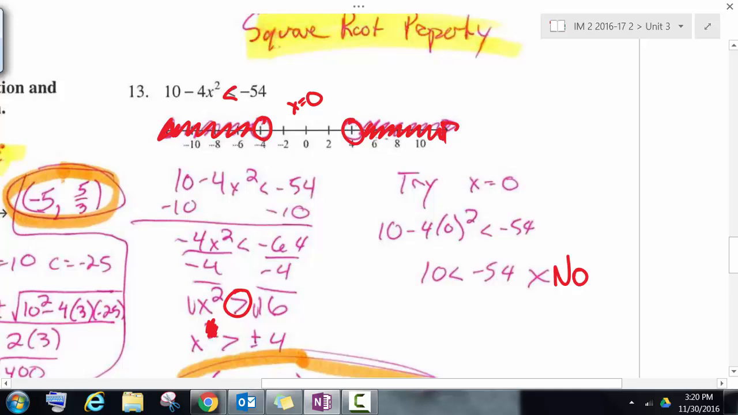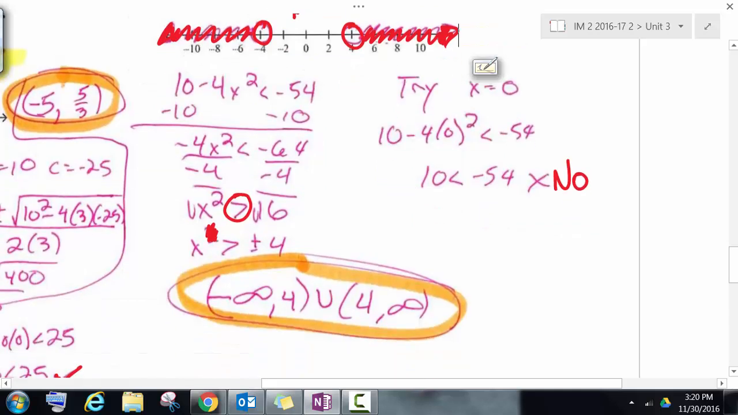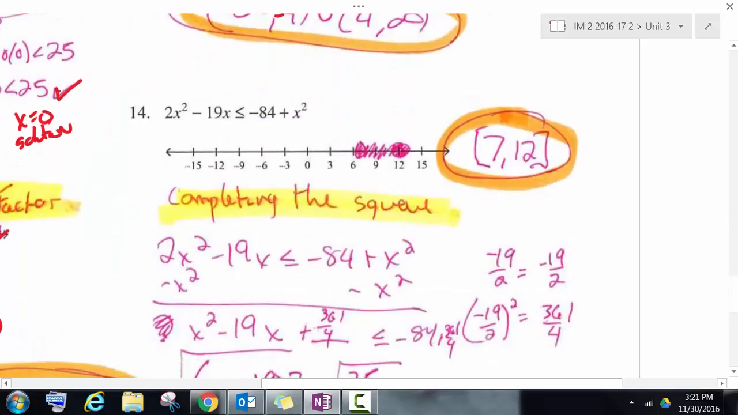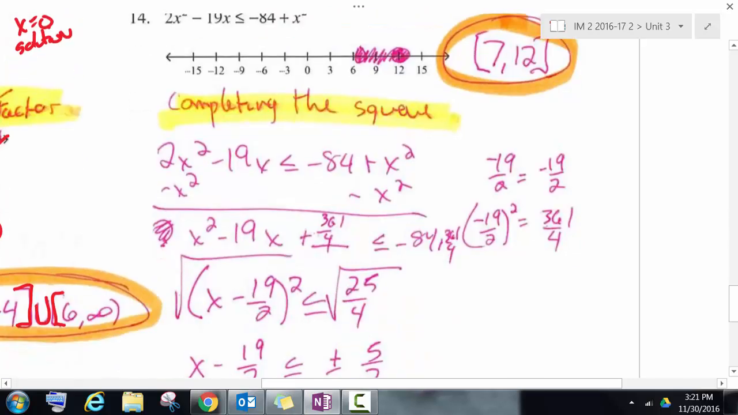So I have two parts to my answer. I have negative infinity to negative 4, and I have 4 to infinity. I put the u in the middle to say "and," and I have parentheses because they were open circles. So that's my answer. One last problem, and I have to do this by completing the square because I did all the other methods. So I have to set it equal to 0.